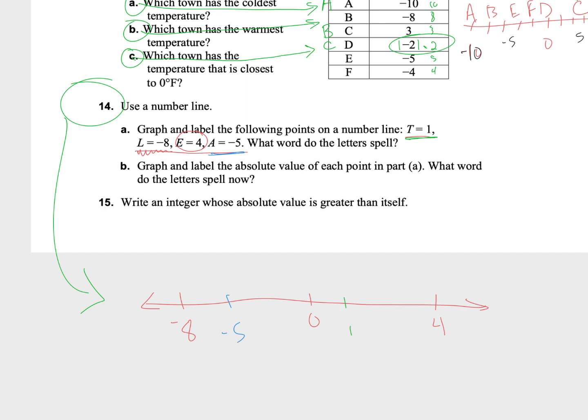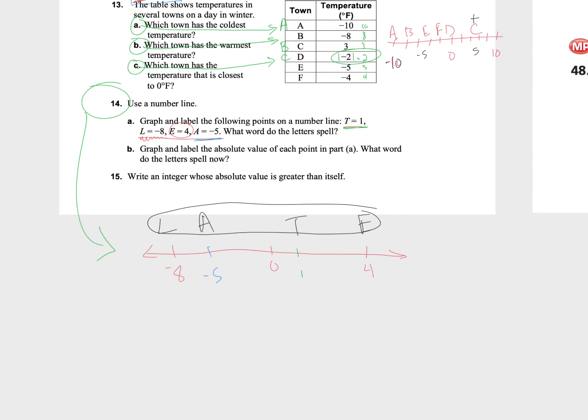Okay, so here's what we're going to do now. We're going to take what those letters are and put them on the number line, L, A, T, and E. So what word does that spell? It spells late.